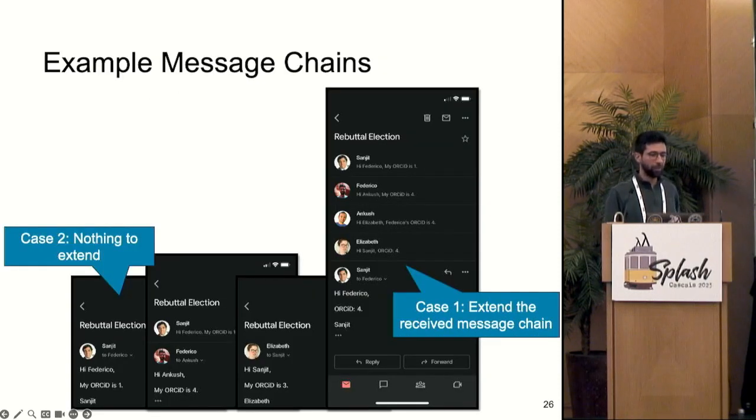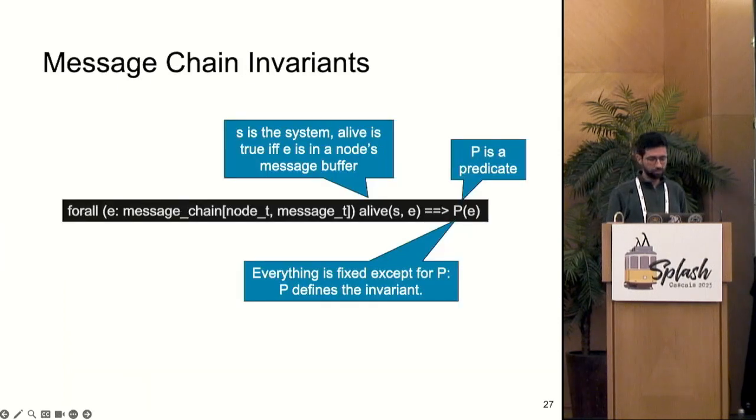So if you remember our rebuttal election example, case 2, where we're sending from scratch, is on the far left. It's just that first email in an email chain, and the email chain on the far right is like successive applications of case 1. Like we're extending these message chains.